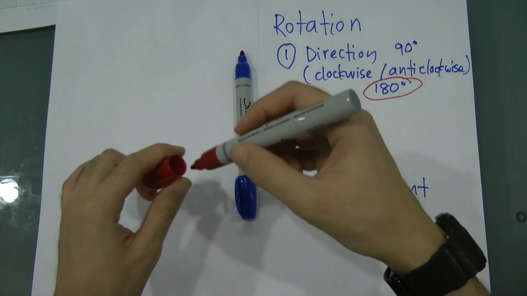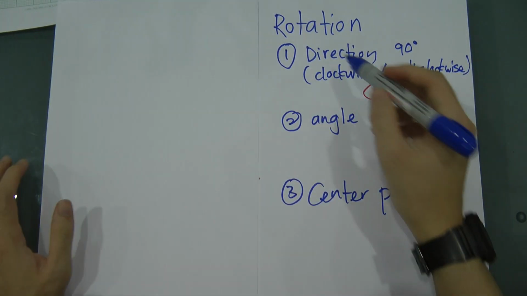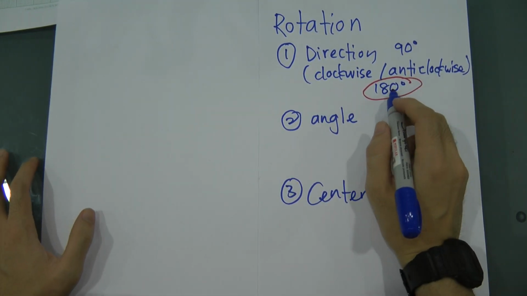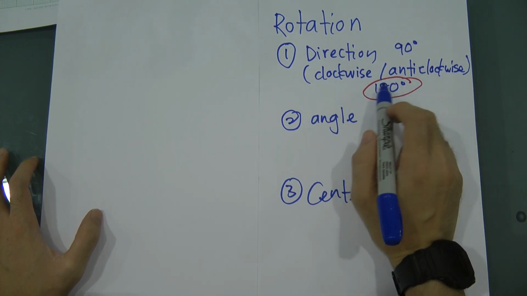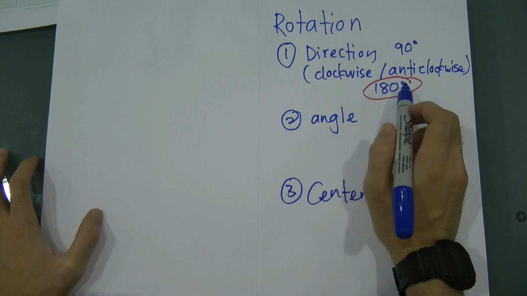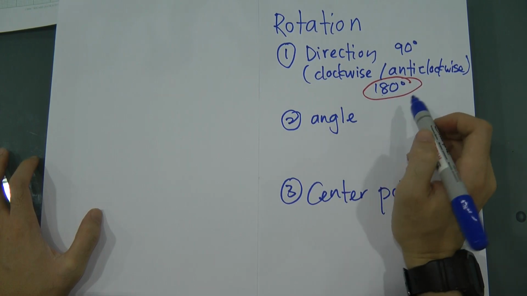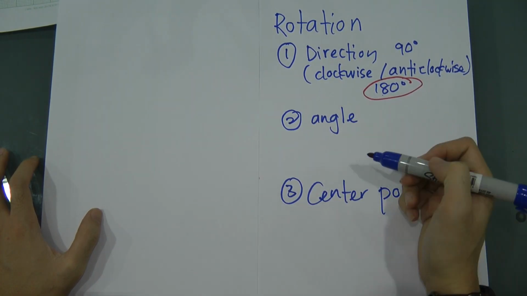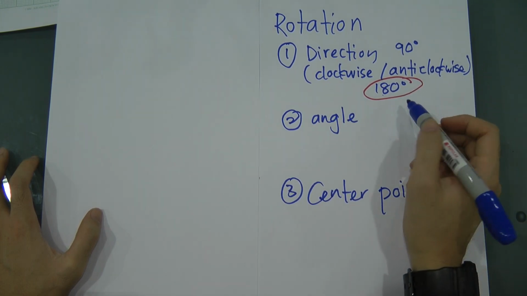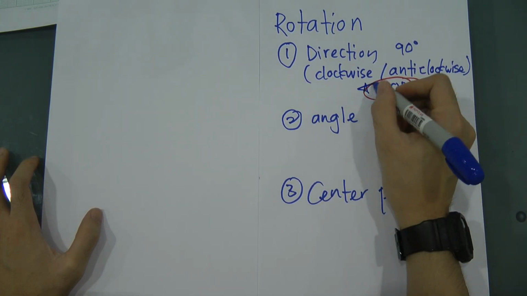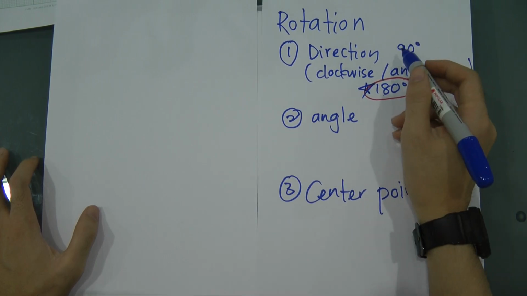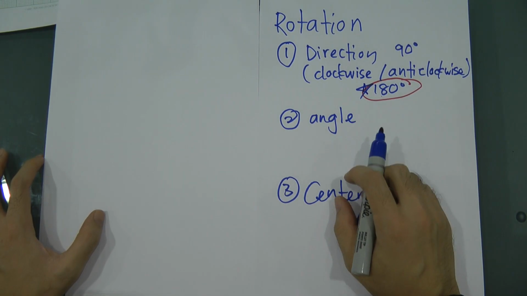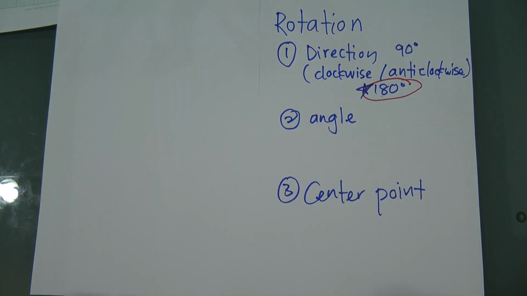So when you do the description for a rotation of 180 degrees, you no need to write about the direction. You just write rotation 180 degrees at the center of maybe 0, 0 or 1, 2. So only 180 is a special case. You no need to write about direction. If 90 degrees, you have to tell the examiner whether you are rotating clockwise or anti-clockwise.